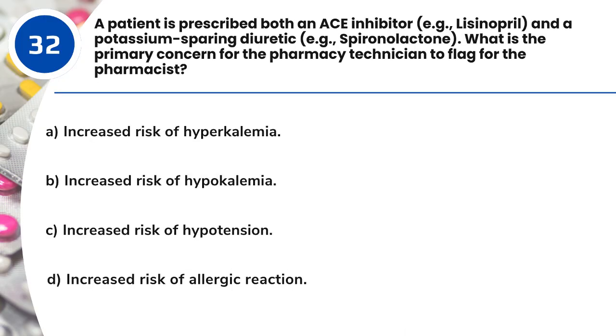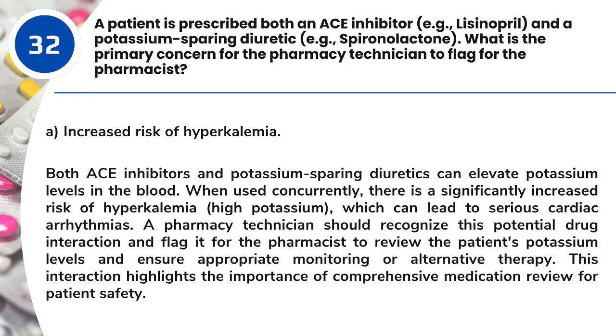Question 32. A patient is prescribed both an ACE inhibitor, e.g., lisinopril, and a potassium-sparing diuretic, e.g., spironolactone. What is the primary concern for the pharmacy technician to flag for the pharmacist? A. Increased risk of hyperkalemia. B. Increased risk of hypokalemia. C. Increased risk of hypotension. D. Increased risk of allergic reaction. Answer: A. Increased risk of hyperkalemia.